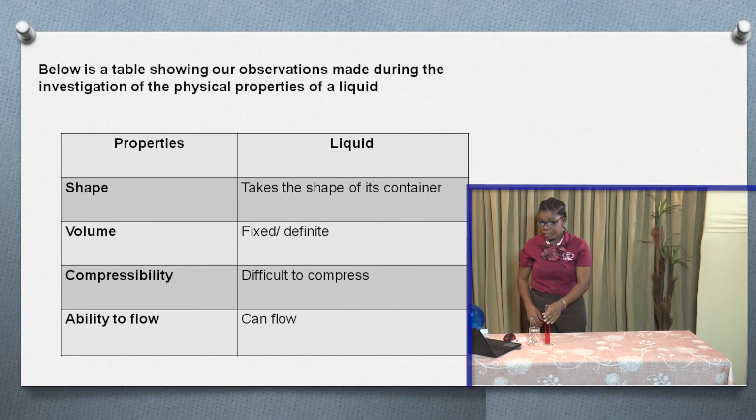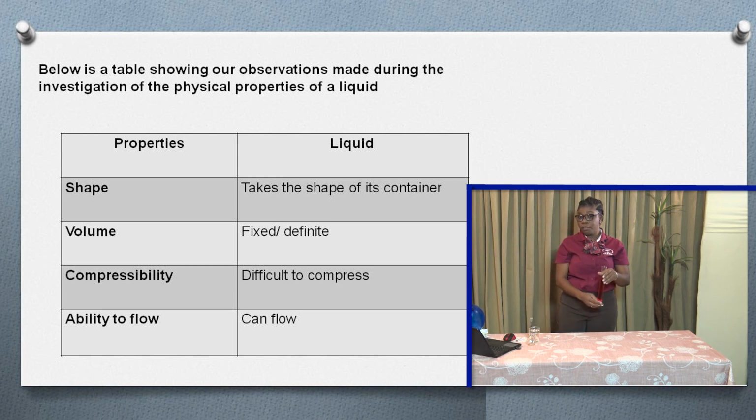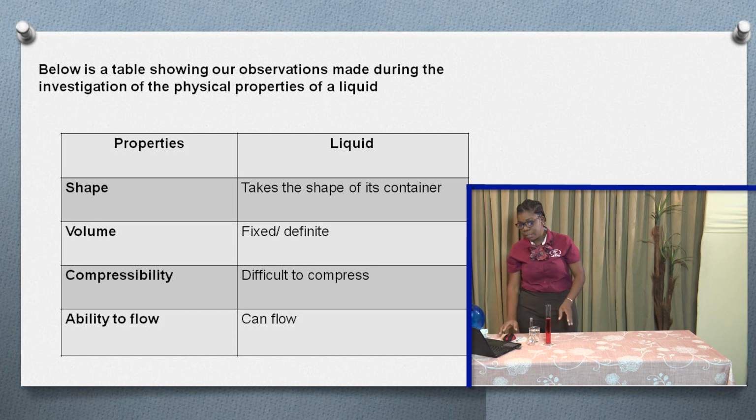So we have learned about 4 properties of liquids. Number 1, it takes the shape of the container. The volume is fixed or definite, it doesn't change, as well as it can be poured from one container to another. It can be poured, or we can say it can flow. Good? So here is a table to summarize what we have learned so far concerning liquids. Good? All right.